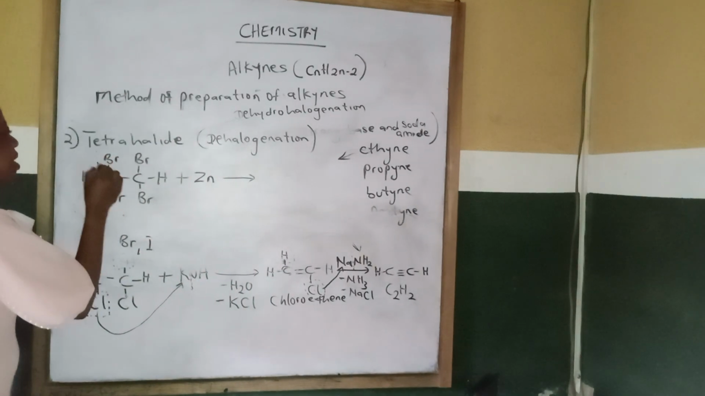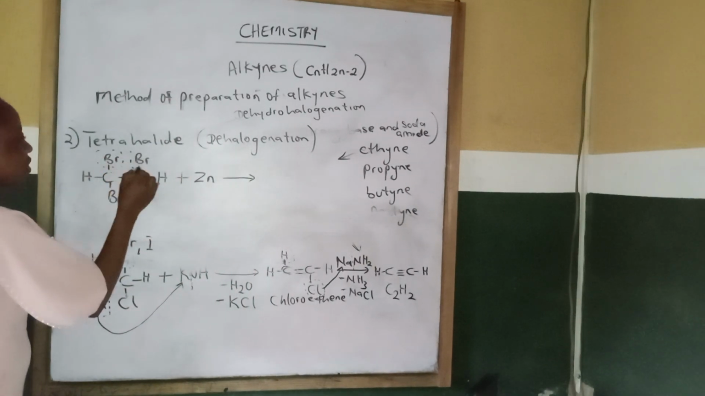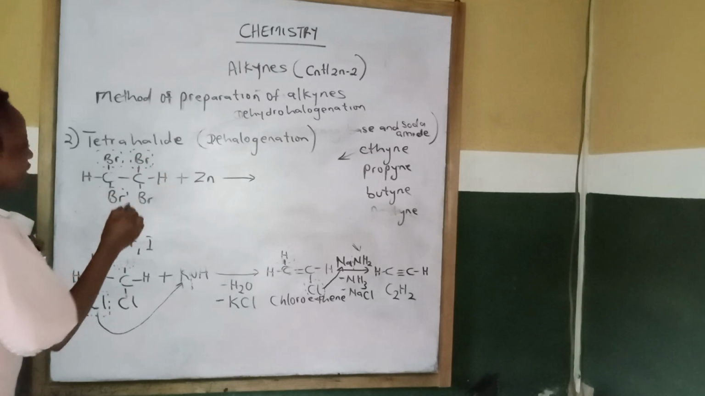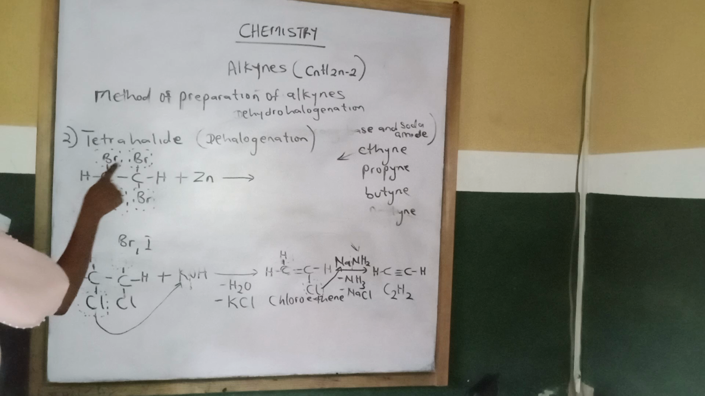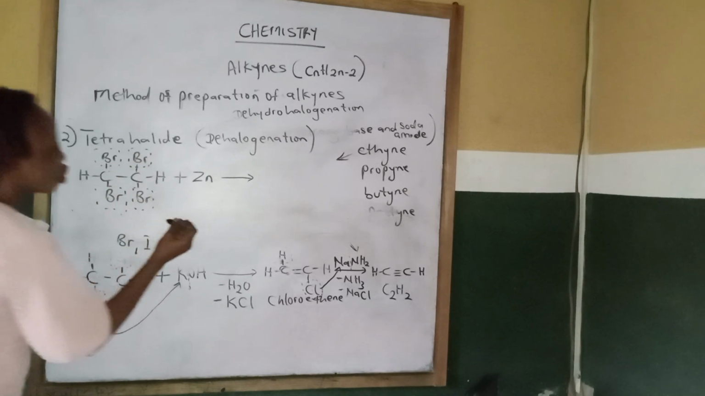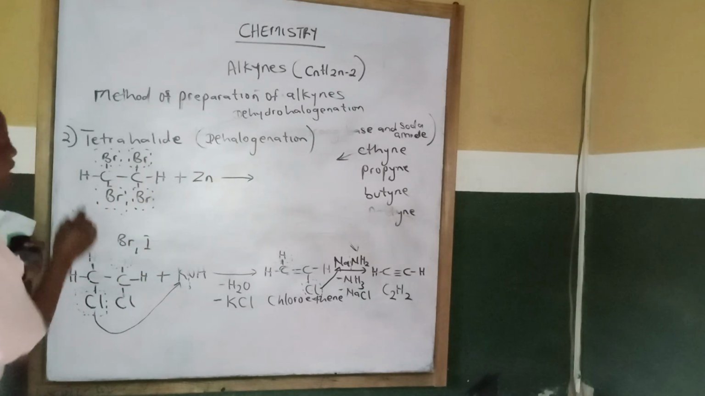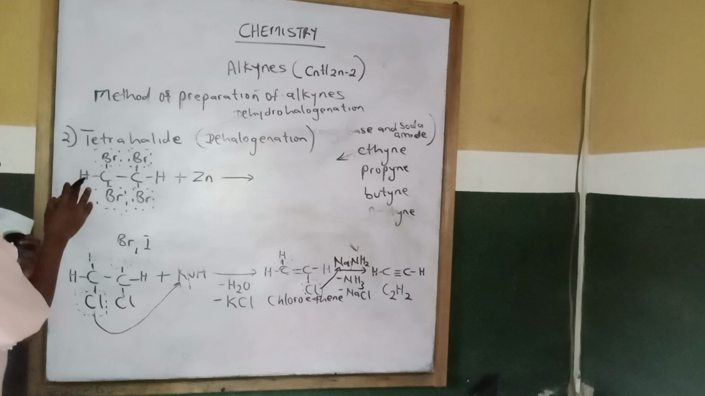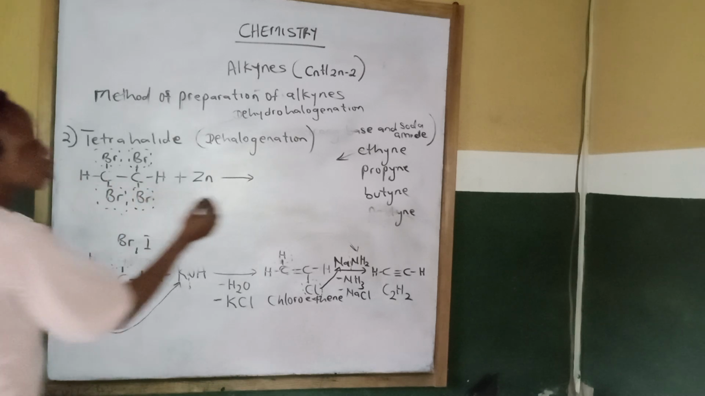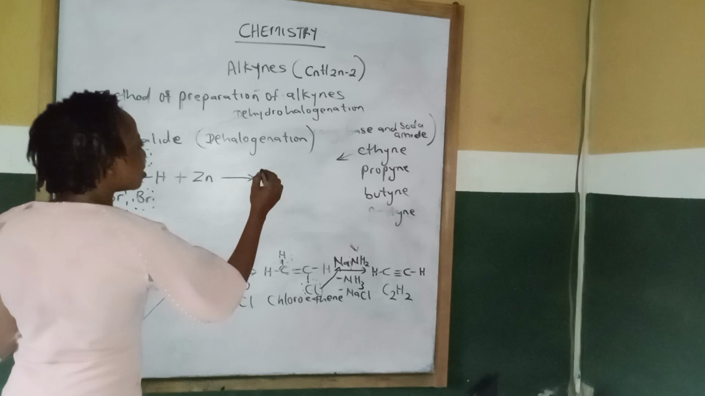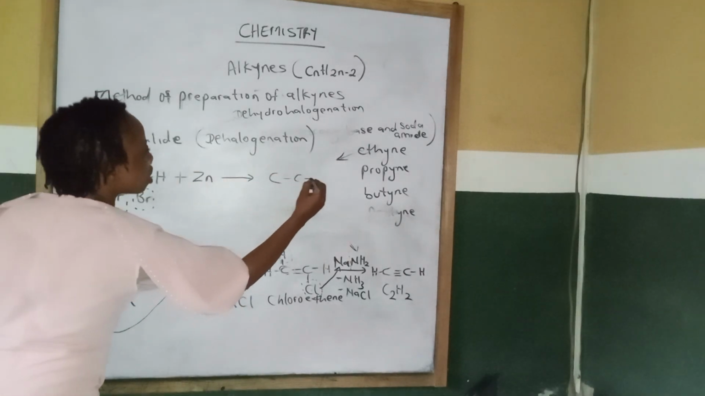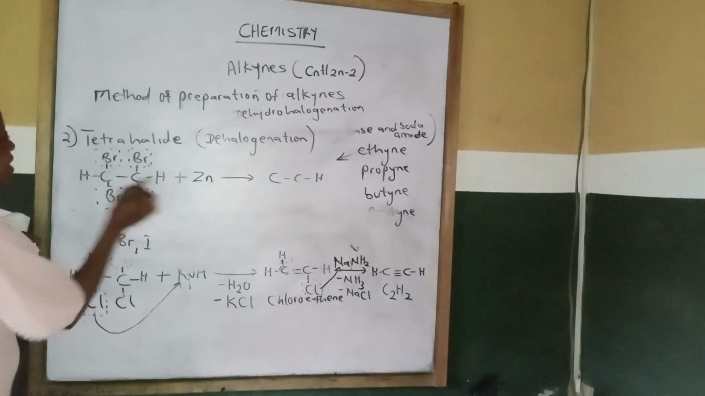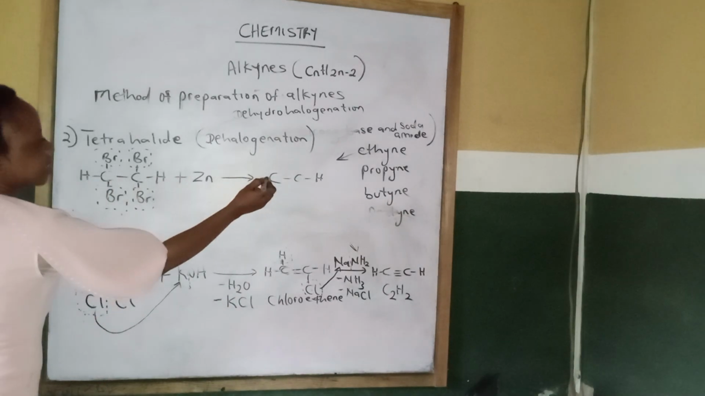Now, what will be our product? Eliminate all the halogens that are present in this structure. That is, remove all these halogens. Remove the four bromine atoms. Then our structure will remain what? Hydrogen, carbon, carbon, hydrogen. So we'll be left with the two carbon atoms with hydrogen at this side, then the other hydrogen at this side.